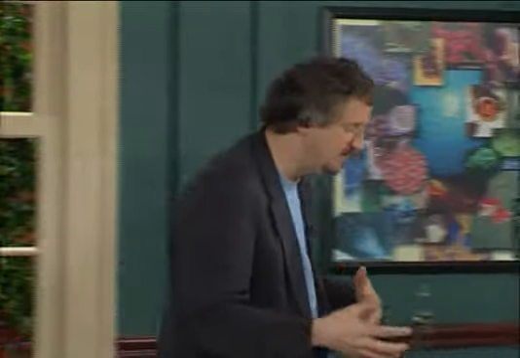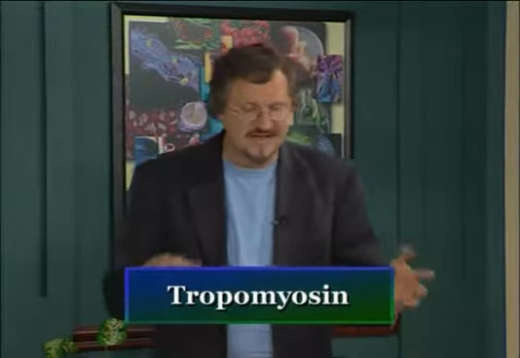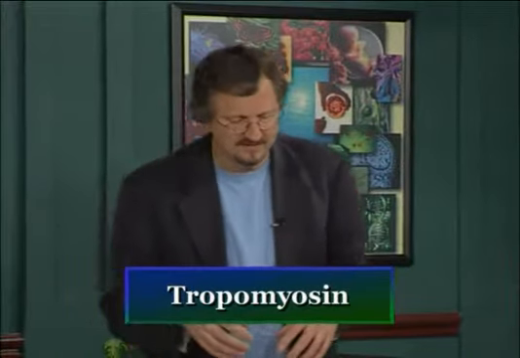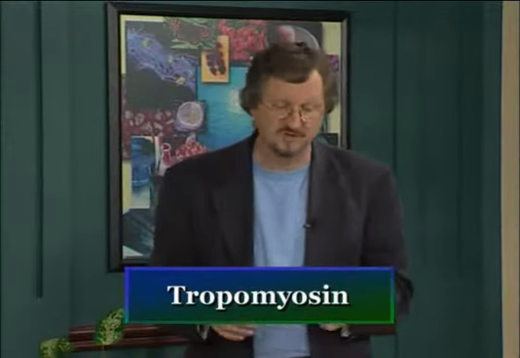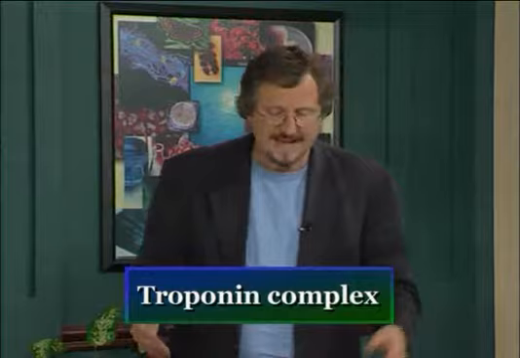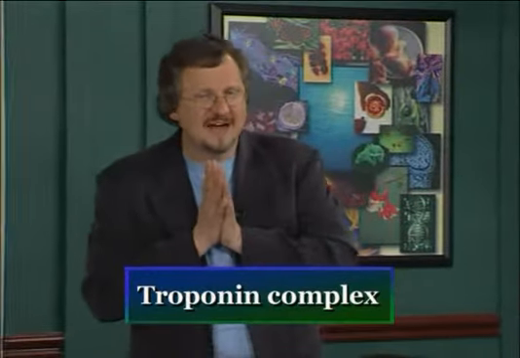The question then becomes, how is it that this depolarization that we know happens in muscle cells controls the interaction between actin and myosin? And the answer to this question has to do with yet another set of proteins. These are proteins called tropomyosin, and actually a complex of proteins that we can simply lump together and refer to as the troponin complex.